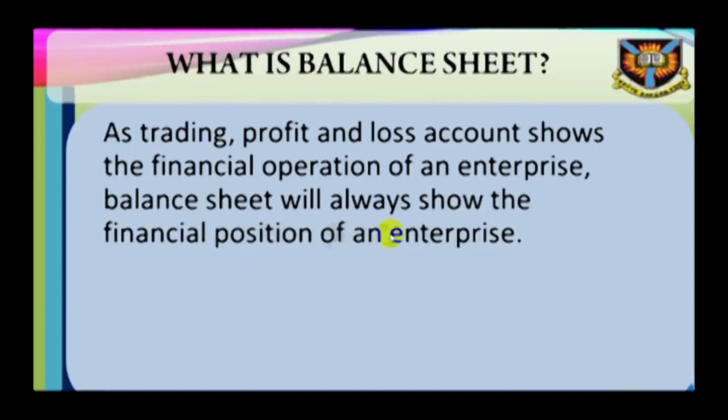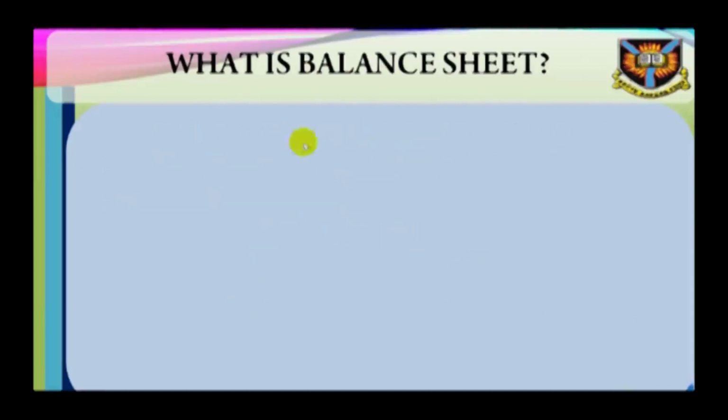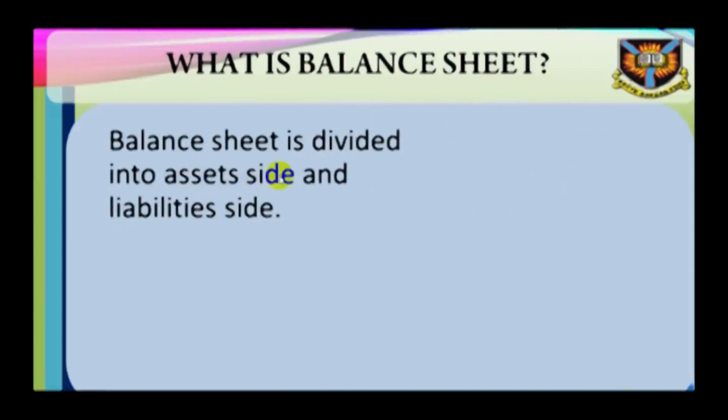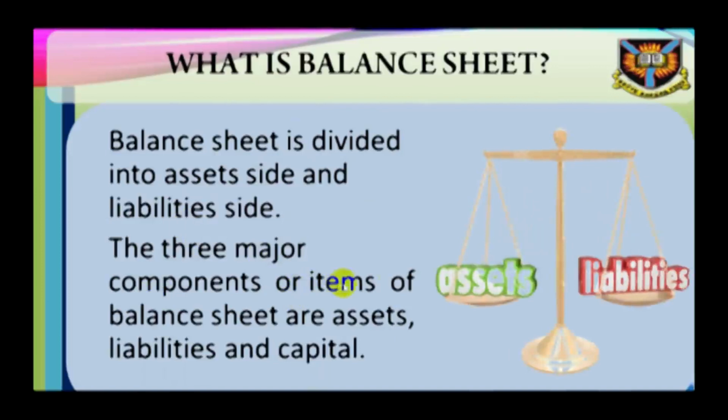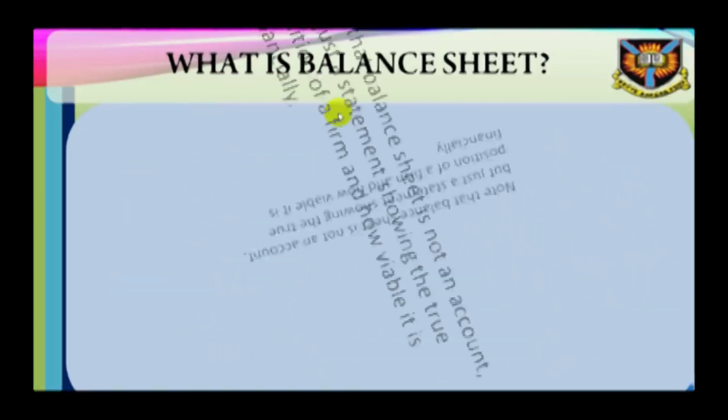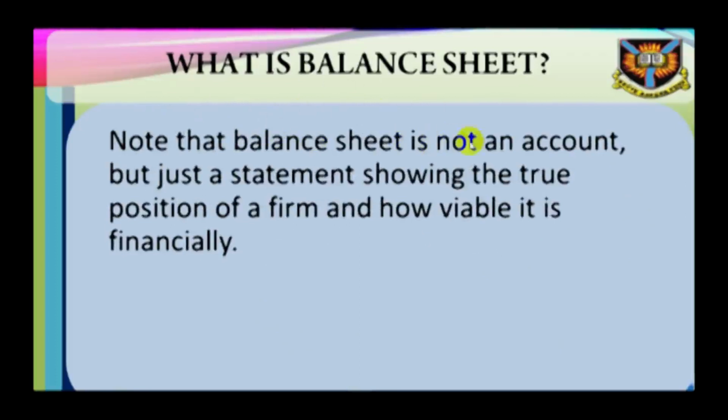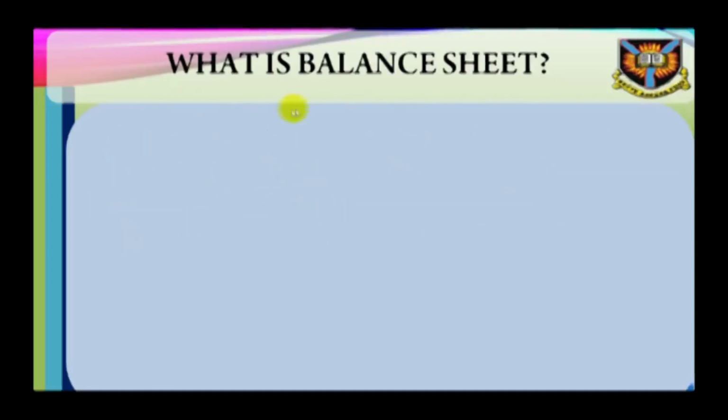Balance sheet is divided into asset side and liability side. The three major components or items of the balance sheet are assets, liabilities, and capital. Note that the balance sheet is not an account, but just a statement showing the true position of a firm and how viable it is financially. Below is an example of a balance sheet.